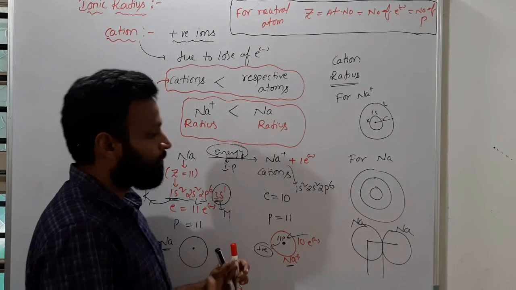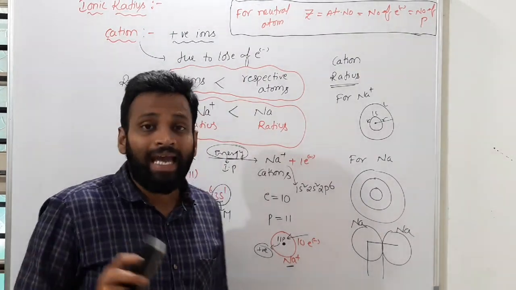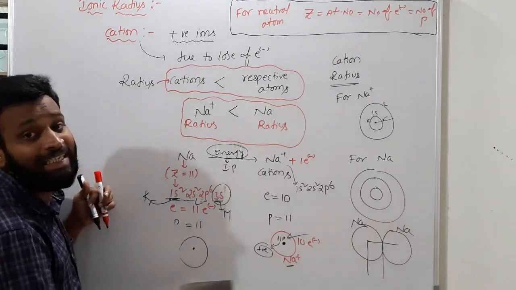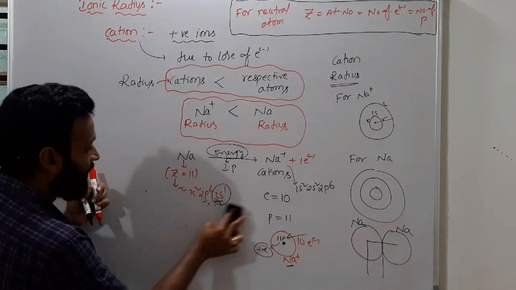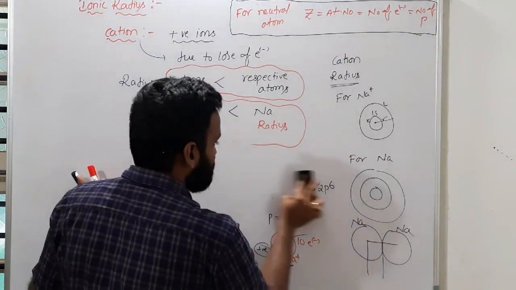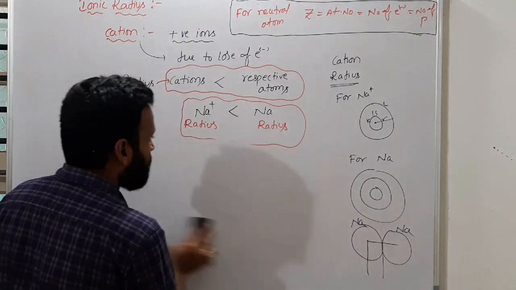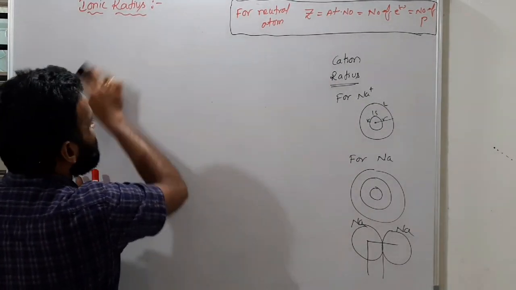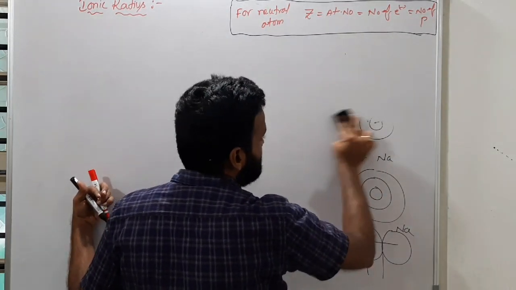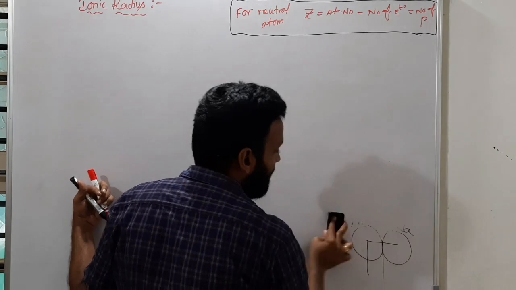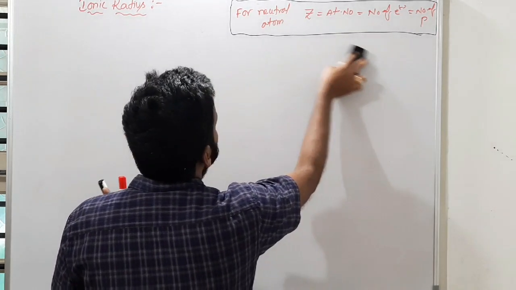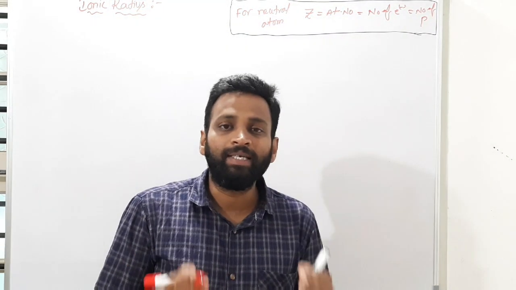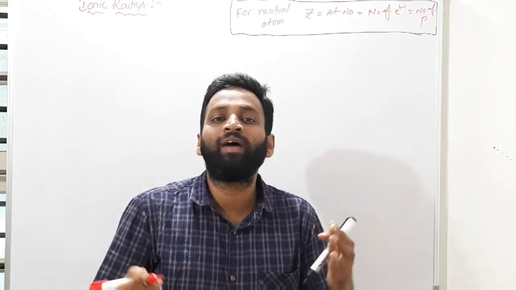Next, one more important thing is cation size. I'll tell you what will happen if positive charge increases, in isoelectronic species. So what are isoelectronic species? You have an idea already. What is isoelectronic species, sir? Isoelectronic species are those having the same number of electrons. They are called isoelectronic species. Who are isoelectronic species? The species having the same number of electrons.